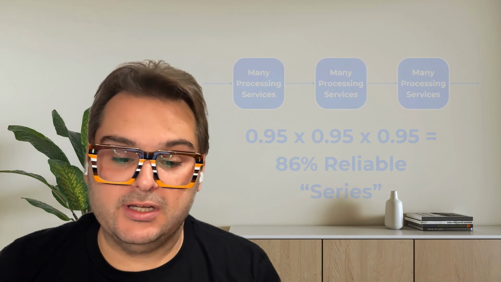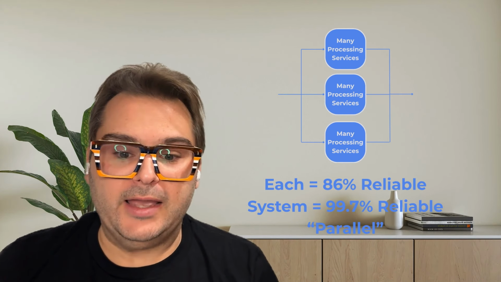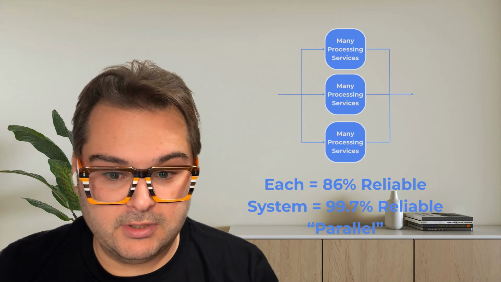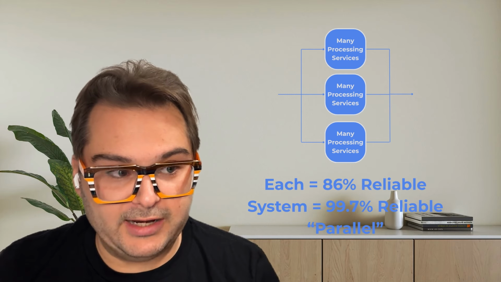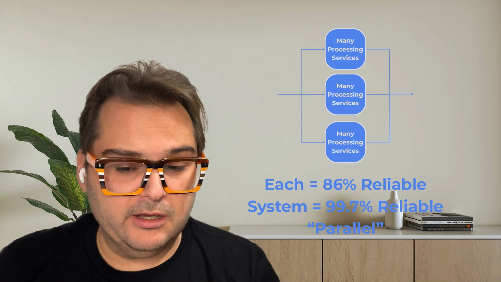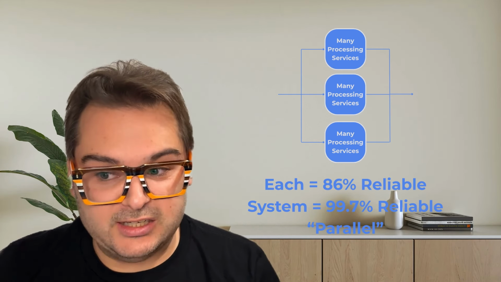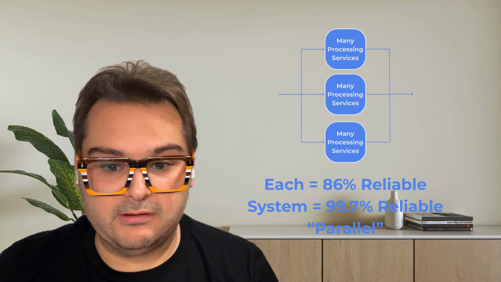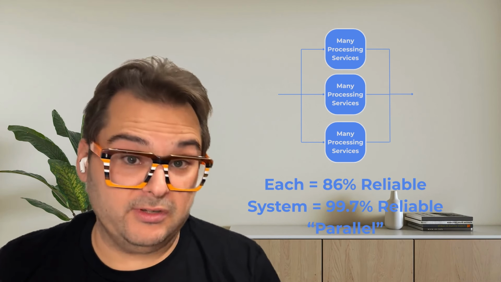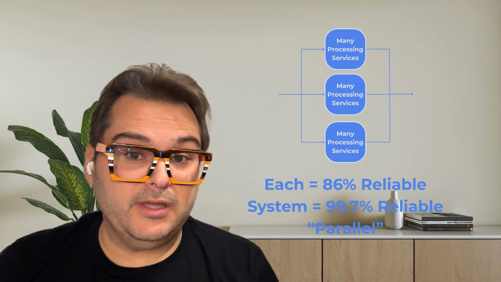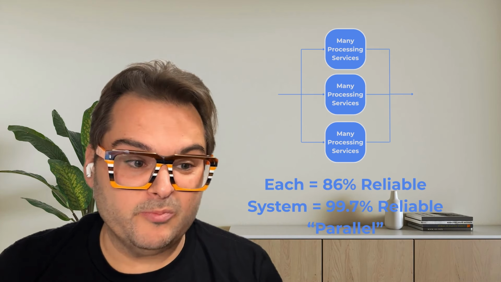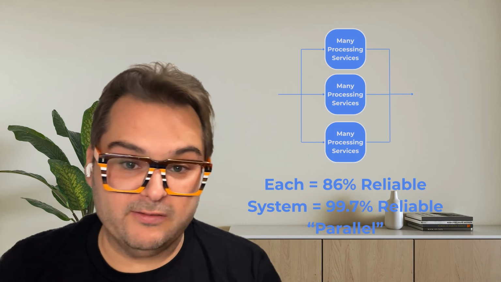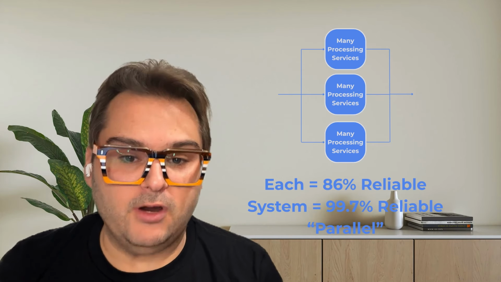So the 95% is now down to something that's not so great, 86%. Now, what if we take a parallel approach? Once we had one, we were at 95%. Once we had three, we were at 86%. So let's just say we take three components that are 86% reliable and we have them in a parallel configuration, where if data can traverse any one of these, the system still can function.